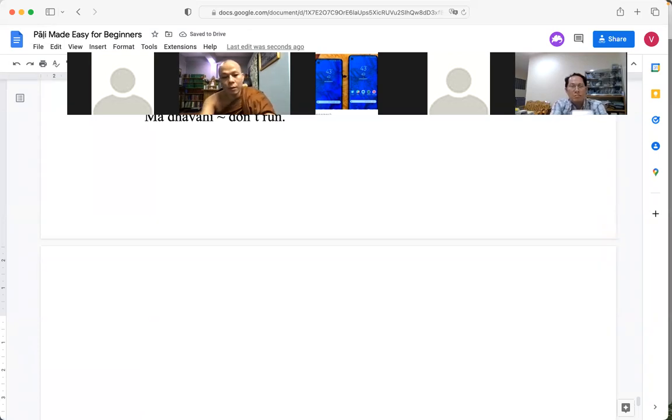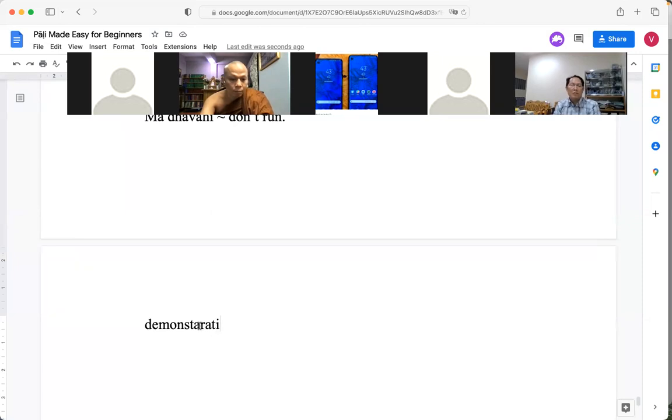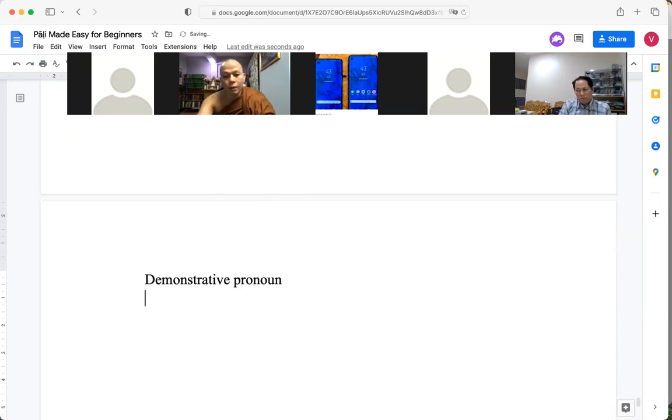The first one is the demonstrative pronoun. So the demonstrative pronoun is of two kinds. One is ta in Pali. So ta means that. And the second one is ima. So ima means this. Okay. So to that pronoun, the demonstrative pronoun, by adding the same suffix.